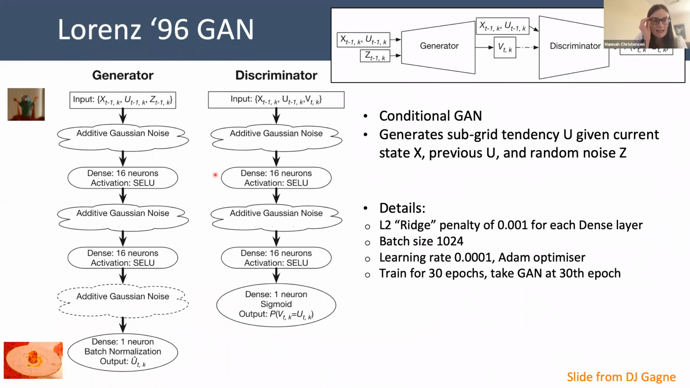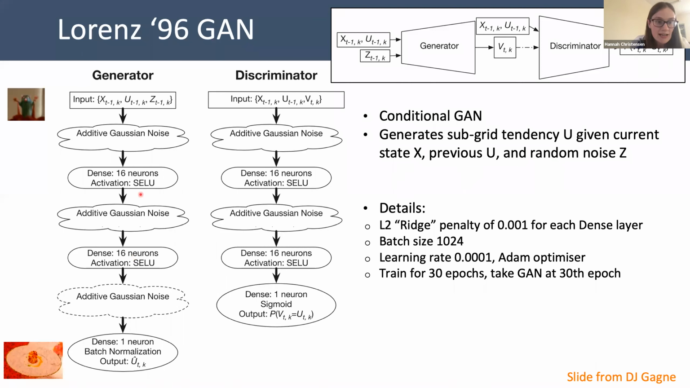So that then brings me to the architecture that we've chosen for our GAN. The generator and the discriminator are two separate networks, but they both have almost identical architectures. Both of them take as an input the state of X at the previous time, the tendency at the previous time, and then our random noise perturbation. We have two dense layers, both with 16 neurons. We did try using more neurons in each of these hidden layers, but we didn't see an improved performance. So this seemed to be sufficient for this problem.